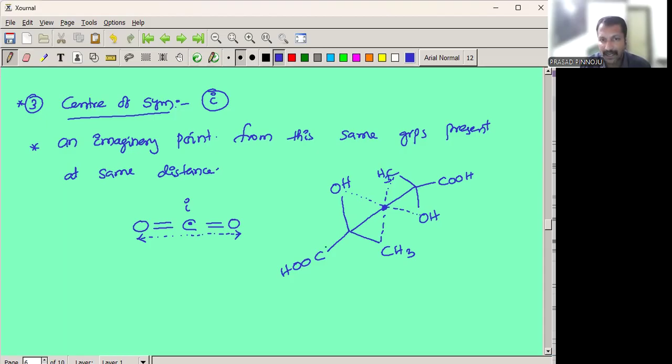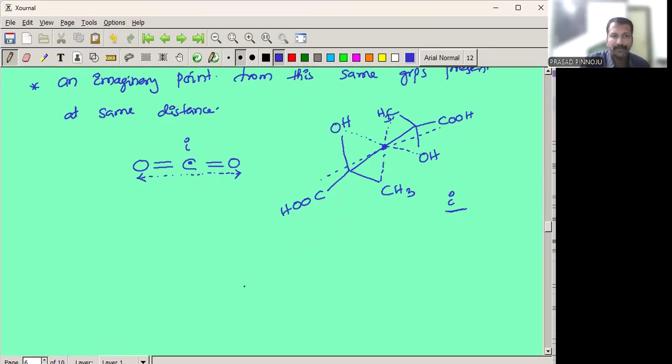While moving in this direction also, what happened? We get a COOH and here also COOH. So both kinds of groups exist. That's why this molecule has i, a center of symmetry. Clear? So that is about center of symmetry.